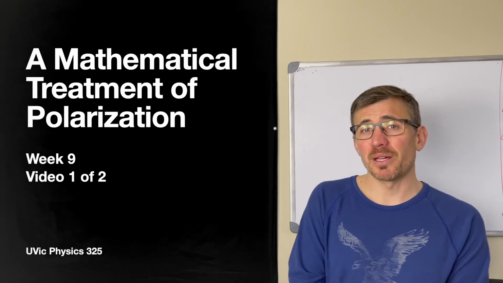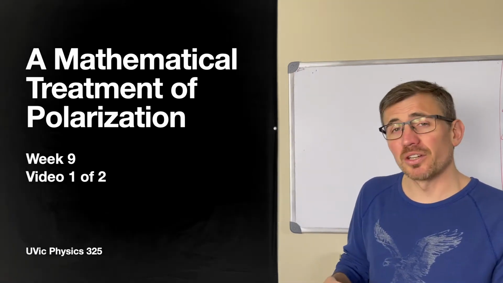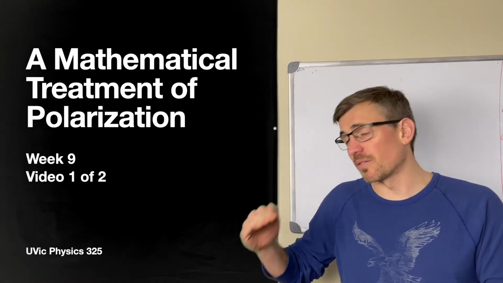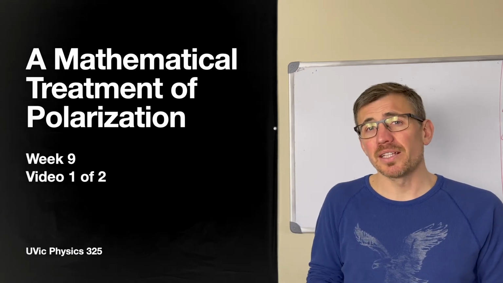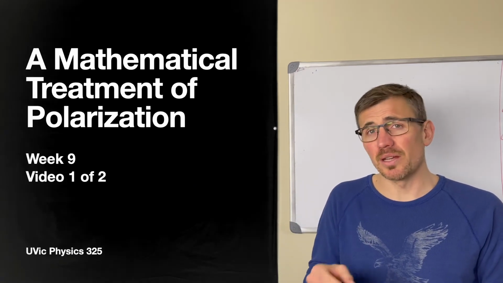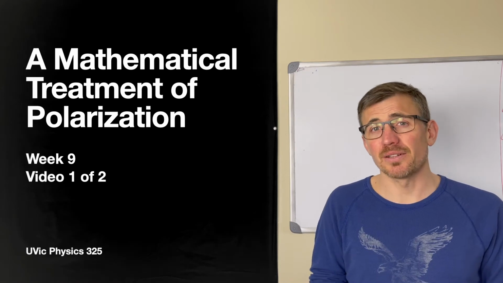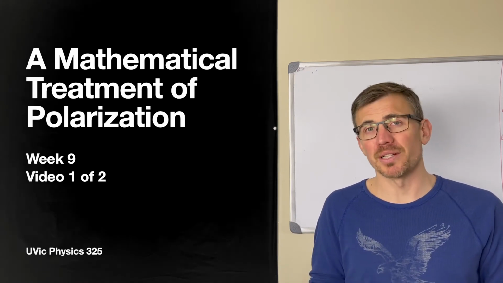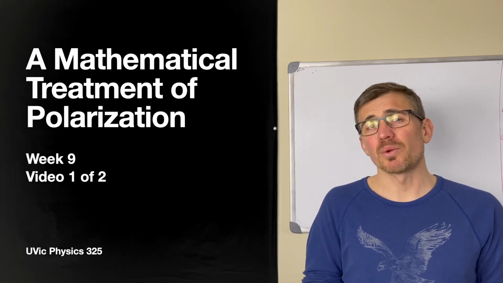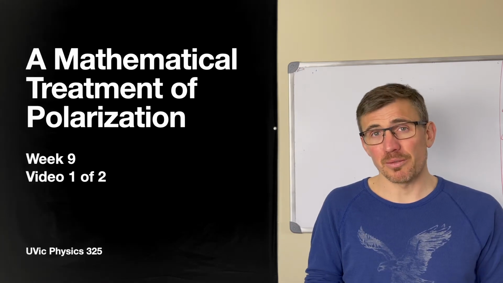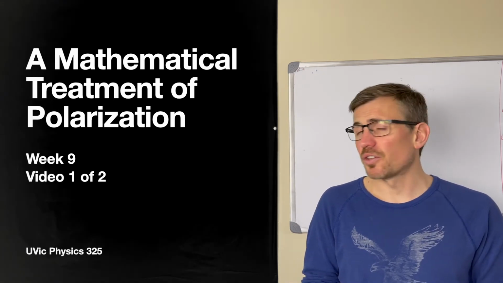We talked about it a bit when we talked about reflection off a glass surface, when we looked at the Fresnel equations. And then we had this fact that the two independent directions acted differently. We had the S and the P polarizations. Well, this week we're going to really dig into the mathematical theory of polarization and treat it more generally.